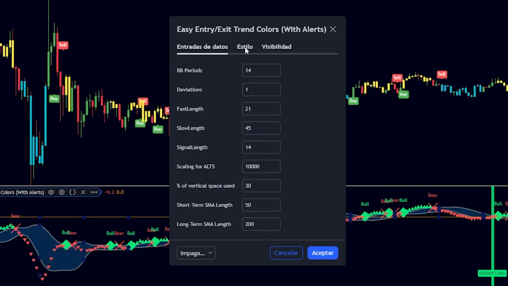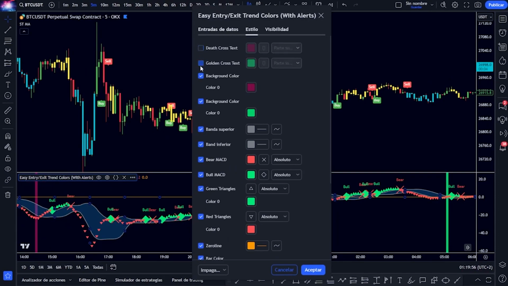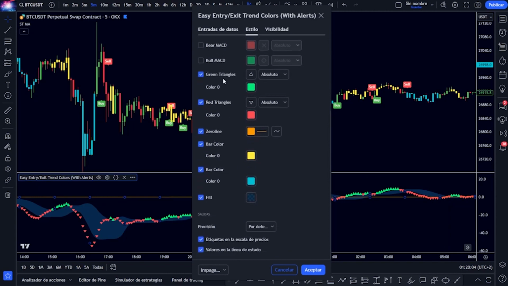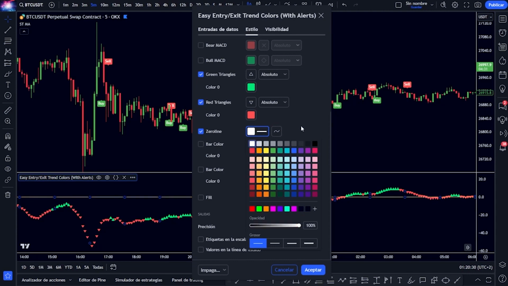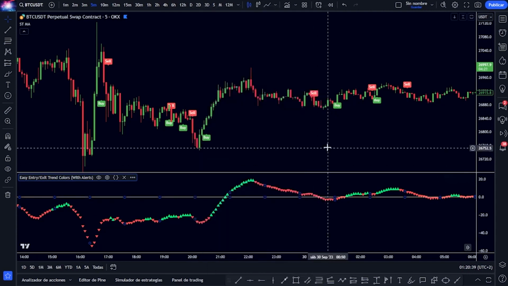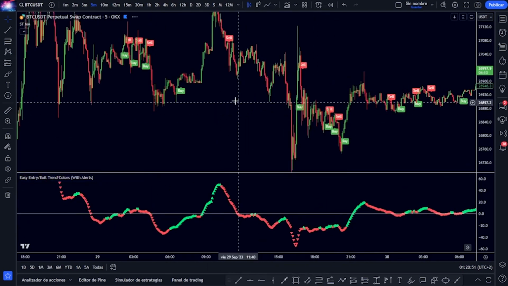In the style part we will also have to remove practically everything and leave only the green triangles and red triangles along with the line of the zero zone. The coloring of the candles on the chart I usually remove it because in this case it will not bring us anything, but you can also put it to your liking. The zero zone line I am going to mark it in white to make it clearer on the chart and click on accept, and we would have the setup almost ready to start trading.